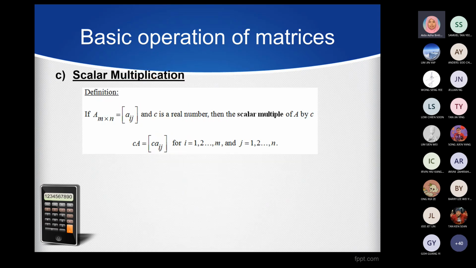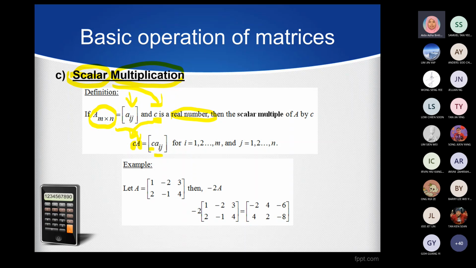Next, scalar multiplication. This is the scalar only, not yet matrix multiplication with a matrix. This does not refer to multiplying a matrix with a matrix. So for this one, you have the matrix A and multiply with the number. You can see here, C is a real number, so C refers to the scalar. If you want to multiply your C, the scalar number here, with your matrix A, we just multiply the C with each element in your matrix A.